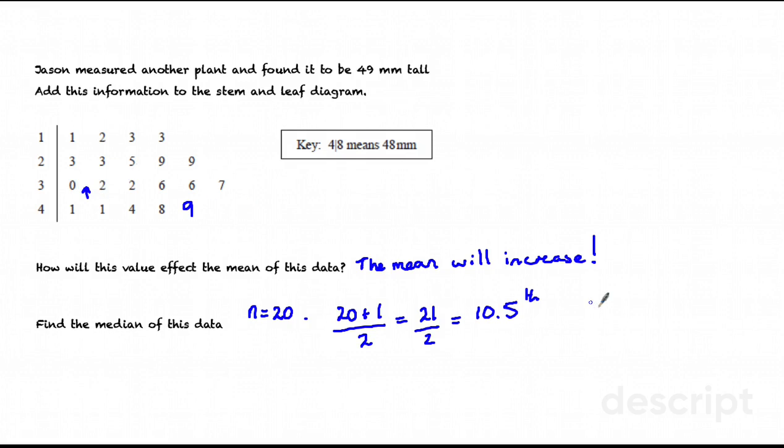Now, in order to find what that value is, I take the two values either side, so I can read 30 and 32, and I average them. So 30 plus 32 divided by 2, 62 divided by 2, and that will give me 31. So the median of this data is 31 millimeters.